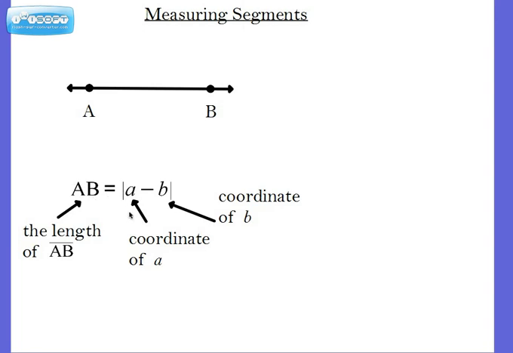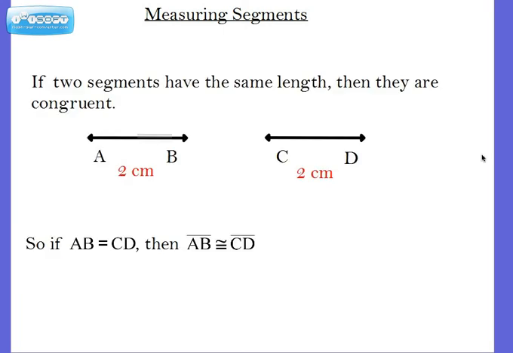And we can find that by calculating the absolute value of A minus B. And A is the coordinate of A, so where that lies on the number line. And then B is where B lies on the coordinate for the number line. We will look at examples of that later on here.